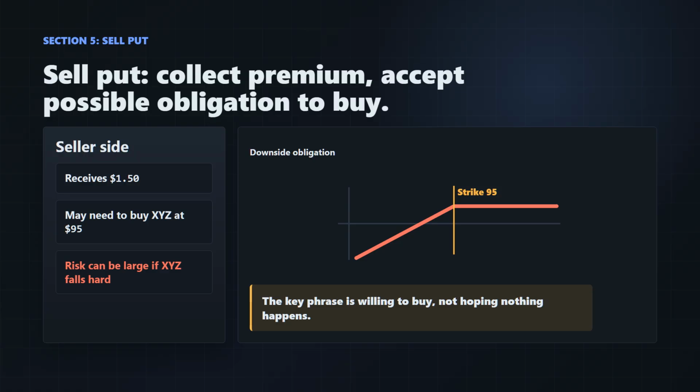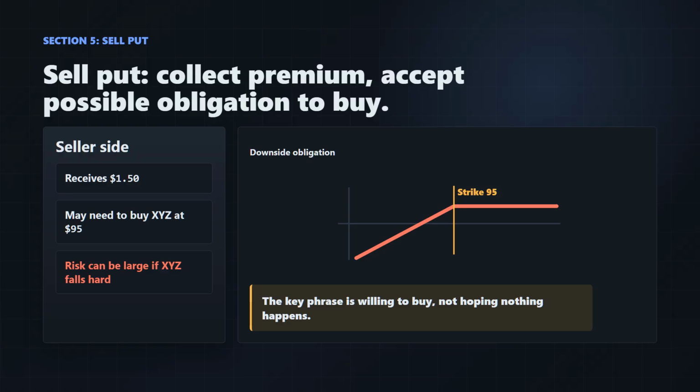Here is the trade-off in plain English. Buyers pay premium for a choice. Sellers receive premium for accepting an obligation. That does not mean buyers are always smarter, and it does not mean sellers are always taking reckless risk. It means the risk shape is different. Buyers need enough movement soon enough to overcome the premium. Sellers can benefit if the option loses value, but they must respect the obligation they accepted.